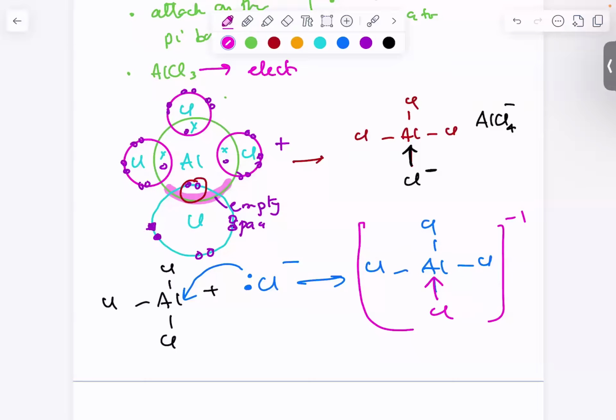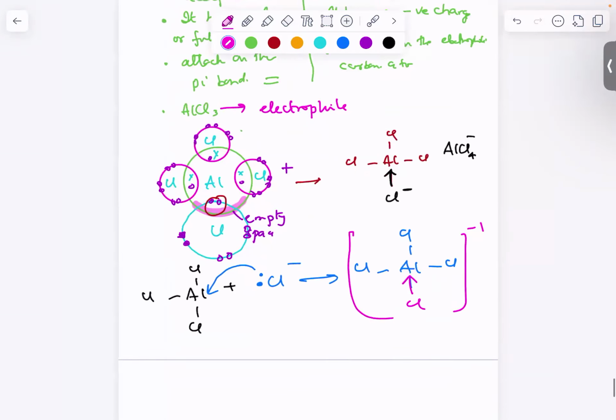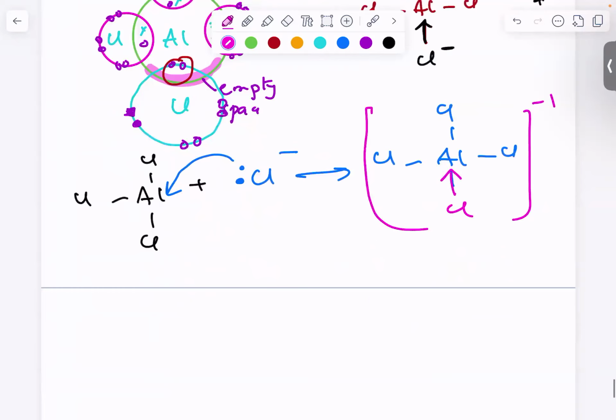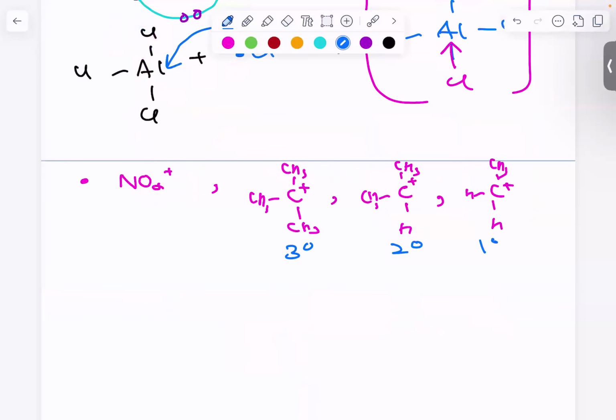AlCl3 is also an example of an electrophile. Apart from this, there are other examples of electrophile, which I have already discussed. That is nitronium ion or carbocation, like this. It could be a tertiary carbocation, a secondary carbocation, or a primary carbocation. This is the example of tertiary, secondary, and primary carbocation, right?